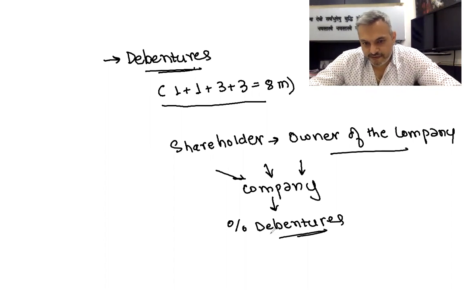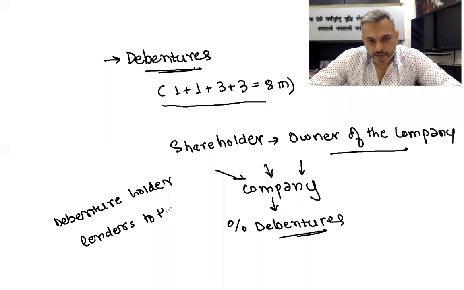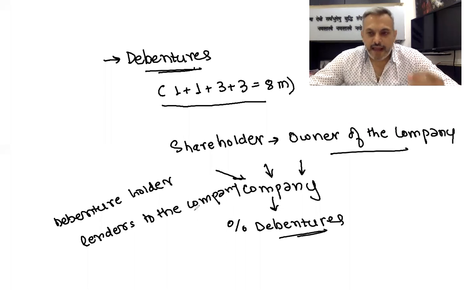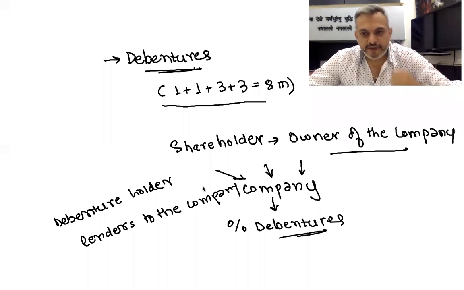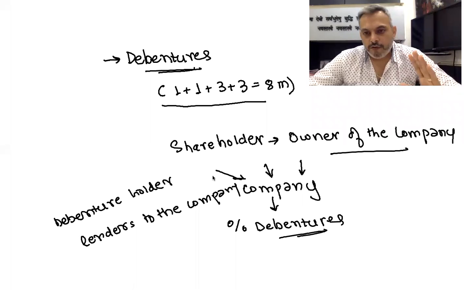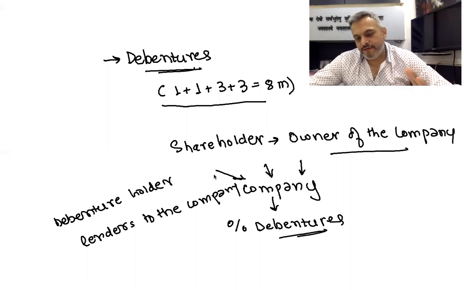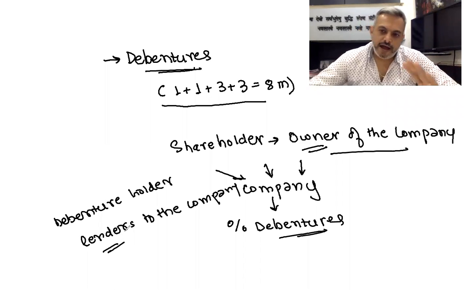Okay, the debenture holders are basically lenders to the company, or you can say creditors to the company. And they are basically a liability to the company. That amount which has come is a liability which the company has to pay back along with interest every year. So these are the basic macro differences between shares and debentures. Shareholders are owners, debenture holders are lenders.